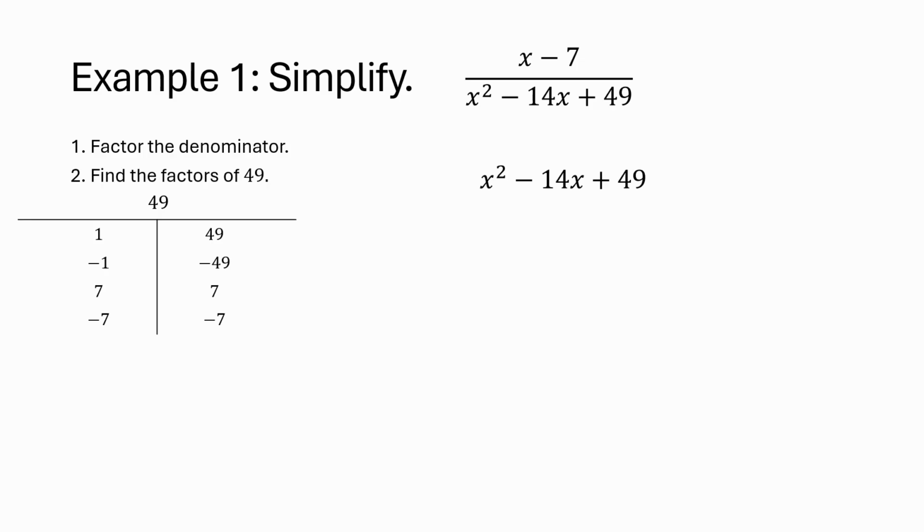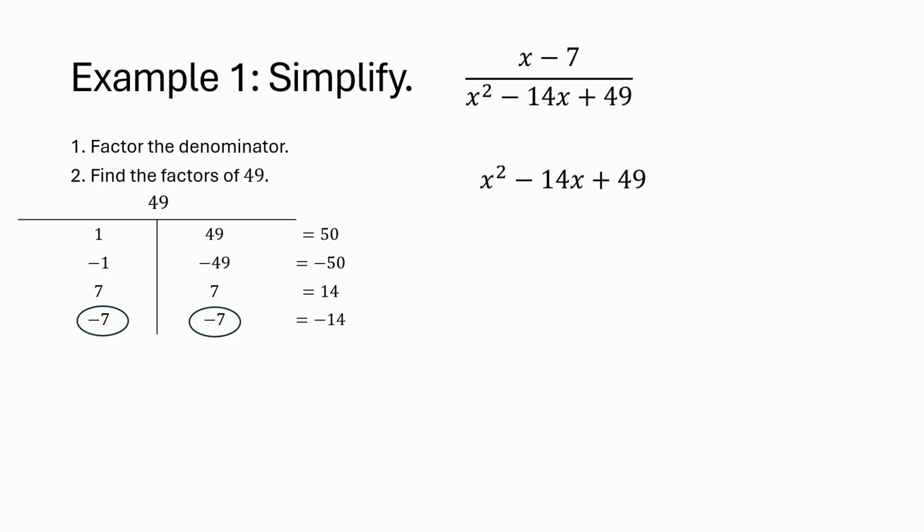Now the goal is to look at these factors and find which two will add to give me that middle term, that b term, which is -14. So 1 plus 49 gives me 50. That's not going to work. -1 plus -49 gives me -50. 7 plus 7 is 14. -7 plus -7 gives me -14. So those are the two factors that I'm going to use.